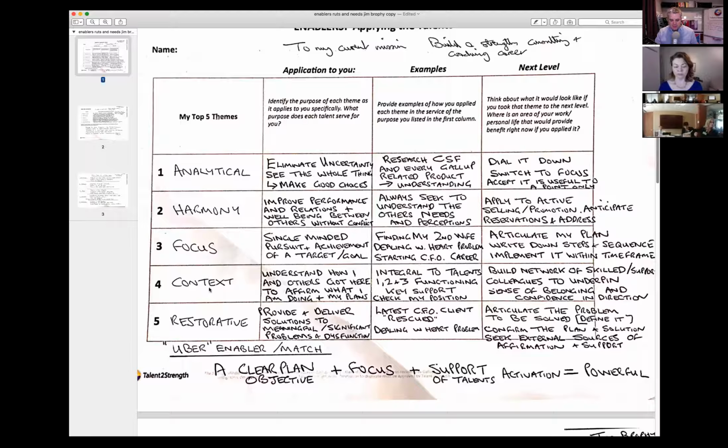I know some of these themes aren't represented in the group, but it's just good to explore. For context, it's about building a network of skilled support and colleagues to underpin sense of belonging, confidence and direction, using his context to build rapport. And then restorative, which I think we have a couple of in this group, he thought it would be to articulate the problem to be solved, define it, then confirm the plan and solution, and seek external resources of affirmation and support. Those are some examples of how one person thought about next level for the themes.